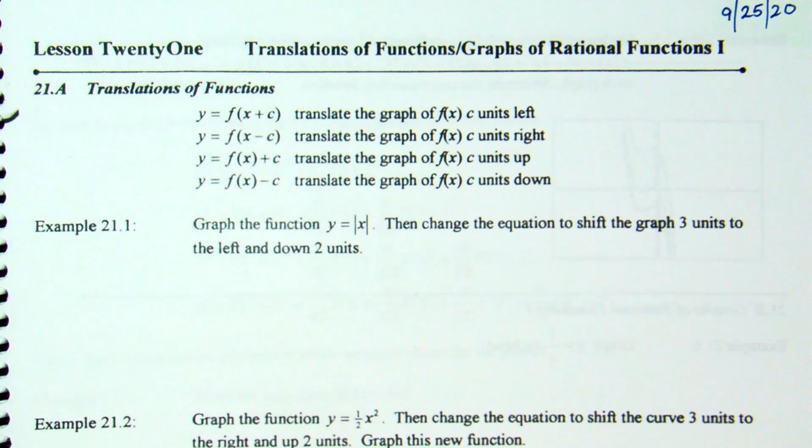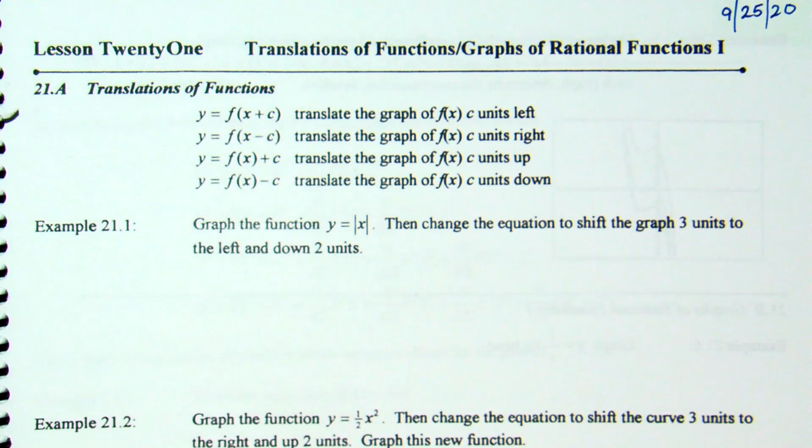Okay, lesson 21. Translations of functions. Graphs of rational functions 1. This is a reoccurring theme throughout the year. I can't remember, do we get up to graphs of rational functions 3 and 4 maybe? I don't know. There's definitely several, and we're going to be working with them as the year goes on. Today's just some of the intro.